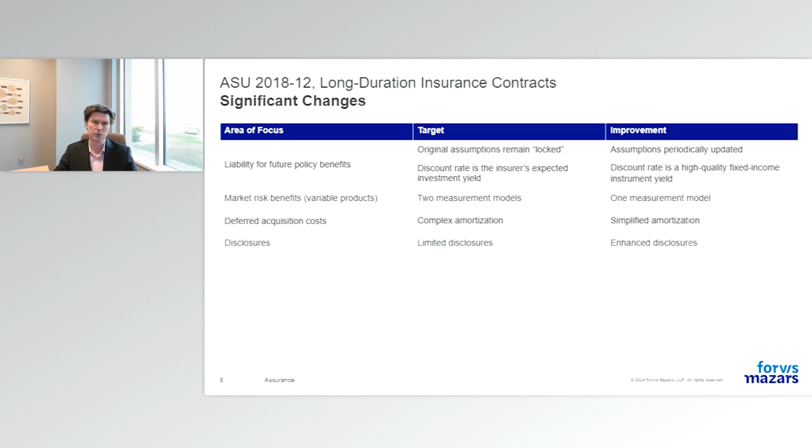And then finally on this one, the ASU provides enhanced disclosure, which includes a roll forward of beginning to ending balances of the liability for future policy benefits, policyholder account balances, market risk benefits, separate account liabilities, and deferred acquisition costs. So all of this will inform financial statement users about the individual components of changes in those balances during the reporting period, which previously they really would not have been able to ascertain by just observing the total change in the balance.